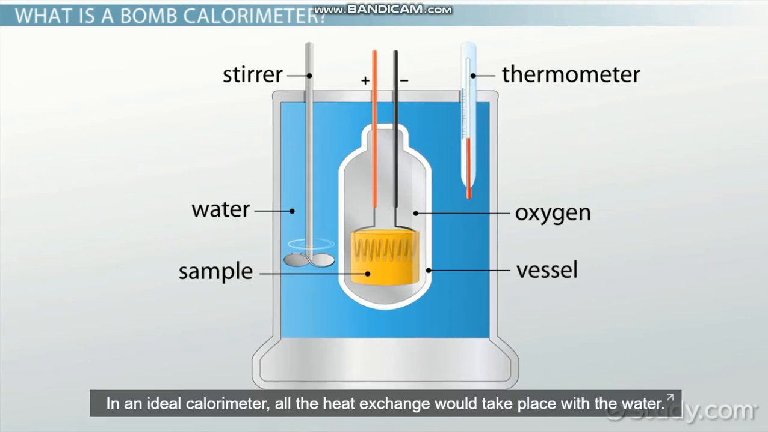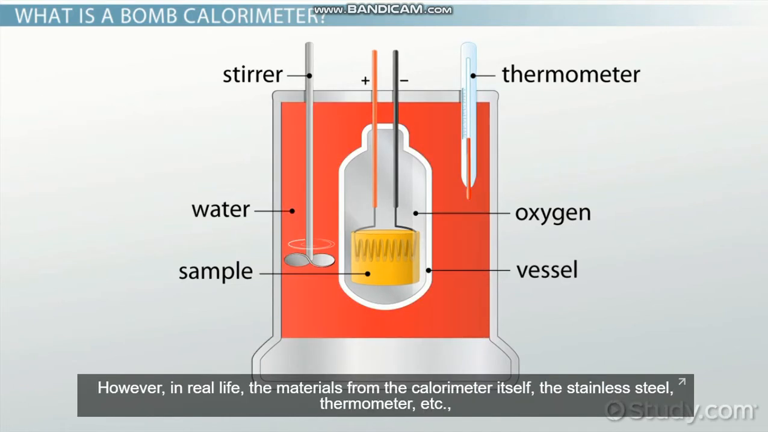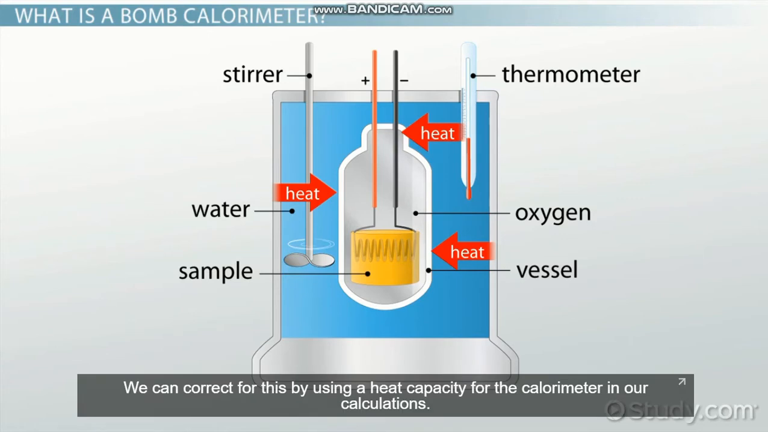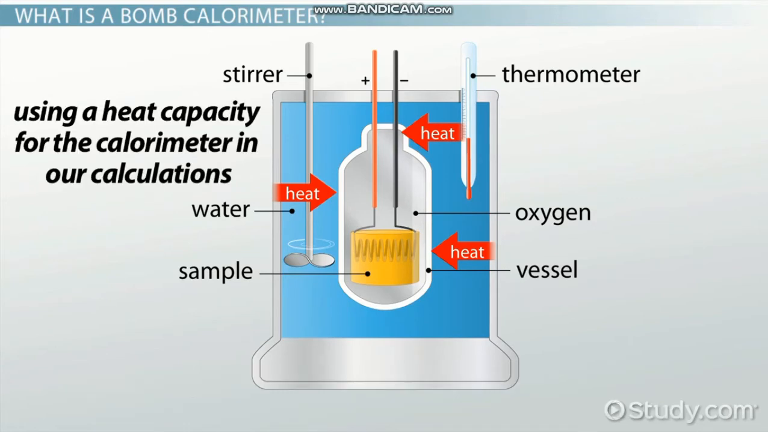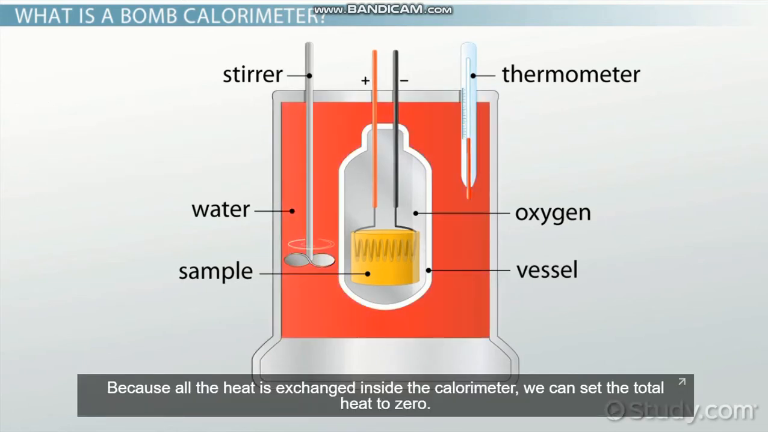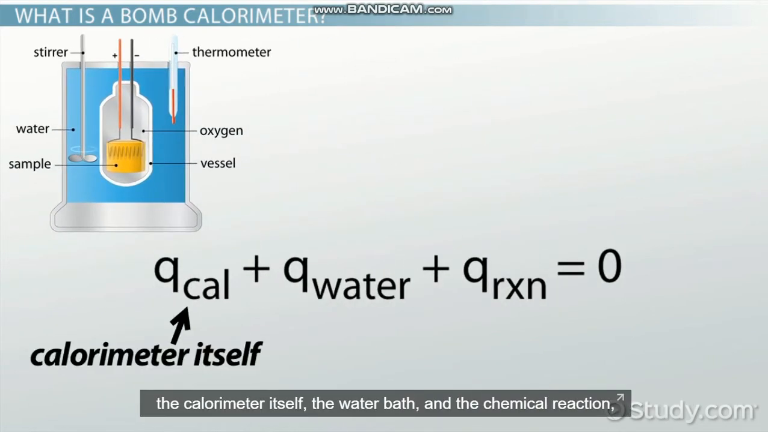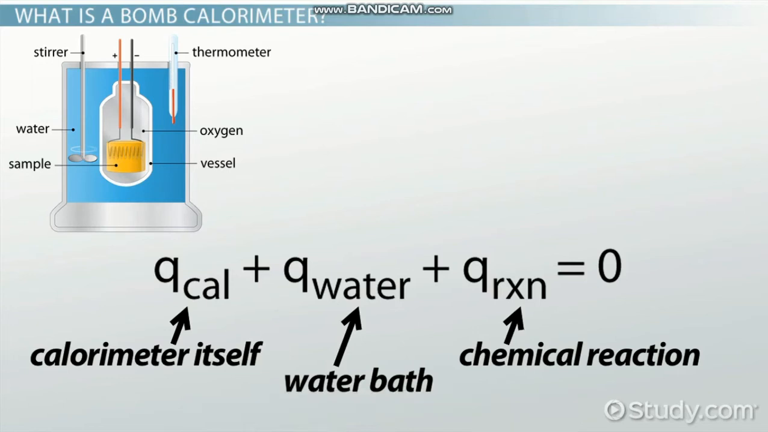In an ideal calorimeter, all the heat exchange would take place with the water. However, in real life, the materials from the calorimeter itself, the stainless steel, thermometer, etc., exchange heat with the system as well. We can correct for this by using a heat capacity for the calorimeter in our calculations. Because all the heat is exchanged inside the calorimeter, we can set the total heat to 0. We have 3 terms for the 3 parts of our calorimeter: the calorimeter itself, the water bath, and the chemical reaction, which you can see labeled in the equation on your screen right now.